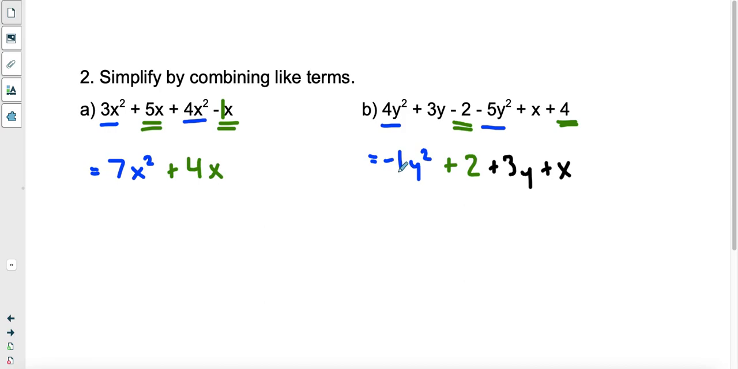Negative 1y squared, whenever we have a 1 in front of something like this, we can just write that as negative y squared. And everything else we can just keep the same. So just to summarize, to simplify expressions, we can combine like terms. And like terms are terms that have the same variable and exponent.